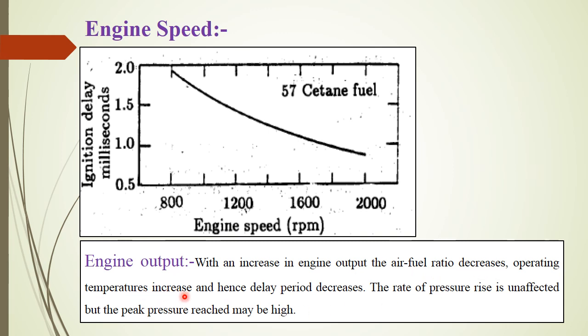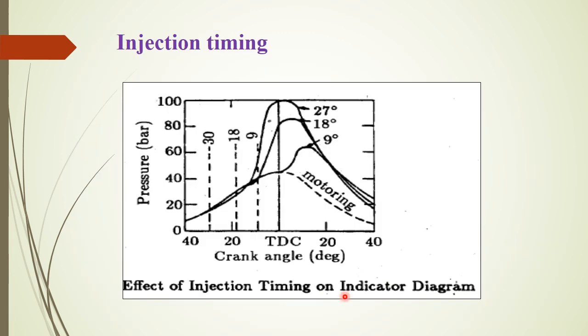Operating temperature increases, and hence the delay period decreases. So that covers the delay period and engine output. Then injection timing. Again, if you see here, for injection timing, this is the pressure versus crank angle.